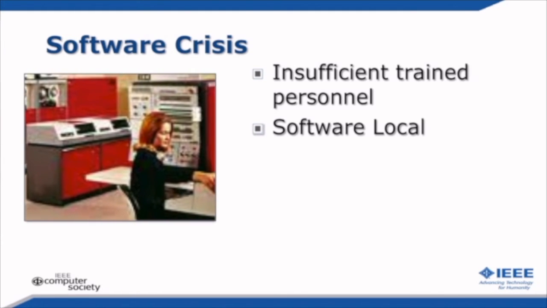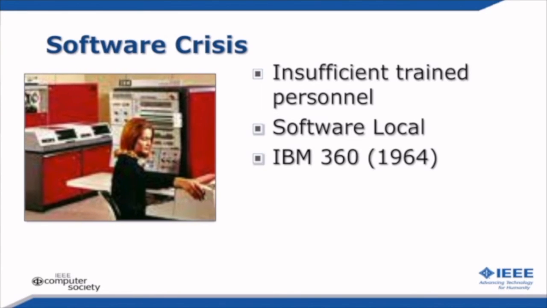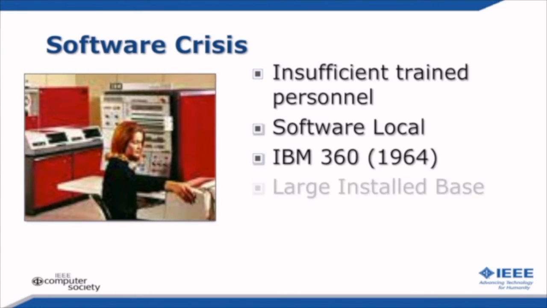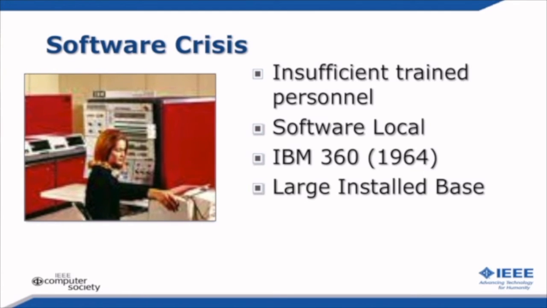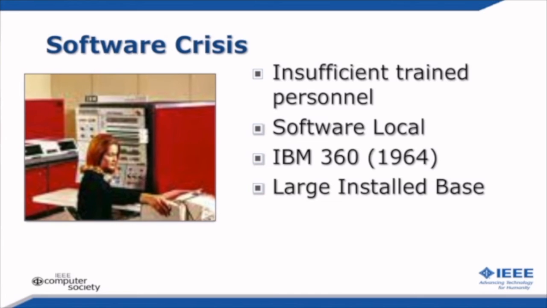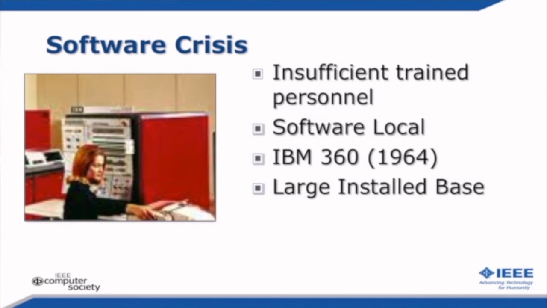In 1964, IBM had come out with the 360 series of computers, which rapidly became the largest installed base of computers. This increased the demand for programmers, and it also created a large market for unified software packages.